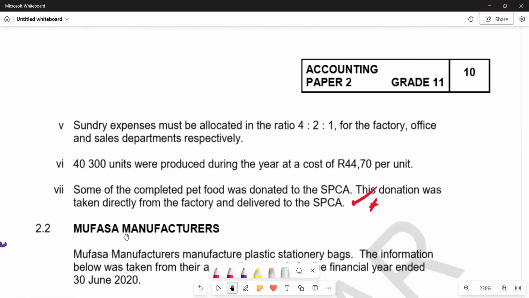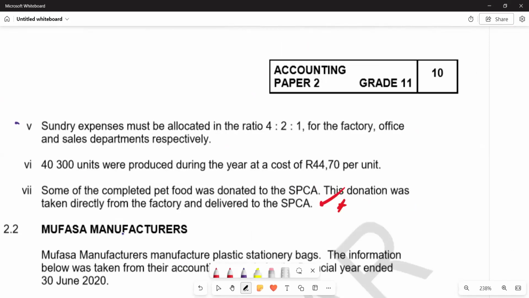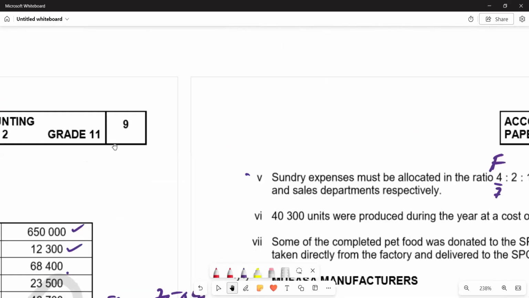We see that we have an allocation of certain expenses on item 5. Certain expenses must be allocated in the ratio of 4:2:1. Obviously, factory is going to be the first one. We need the total: 4 plus 2 is 6, plus 1 is 7. So it's going to be 4/7 for factory. So we say 4/7 times the figure for certain expenses that you are given there.